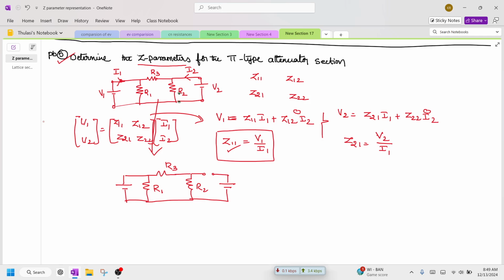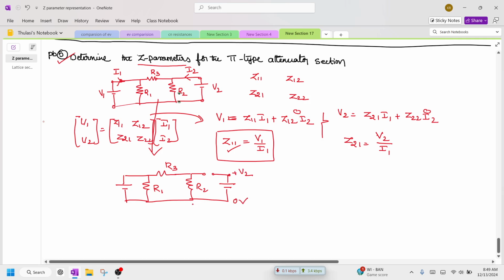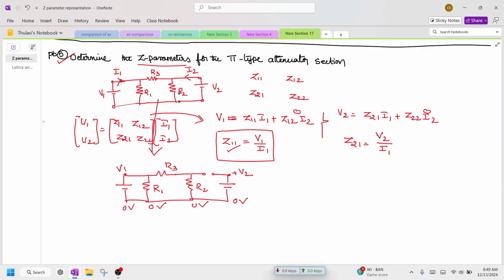Whenever it is open circuited, what is the voltage at this point? V2. What is the voltage at this point? 0. What is the voltage at this point? 0. At this point, 0. At this point, 0. And the voltage at this point is V1. Since it is open circuited, the current is 0 and the voltage is maximum, and automatically this will be moved to this point. This will act as V2 now. That's how the network is solved.